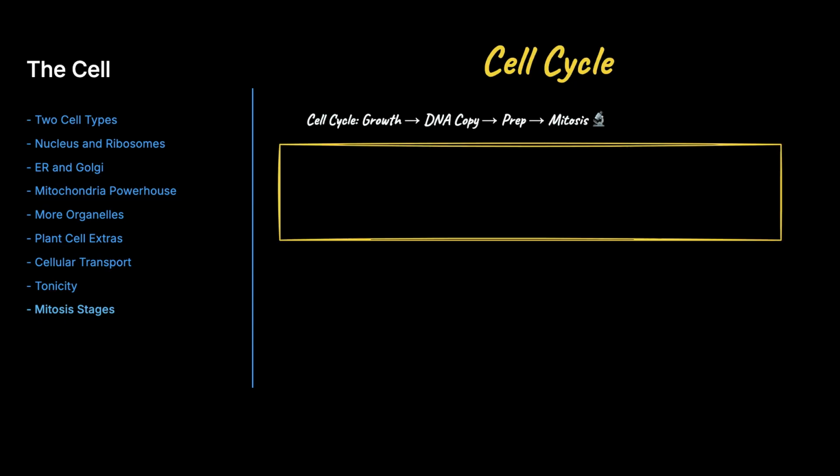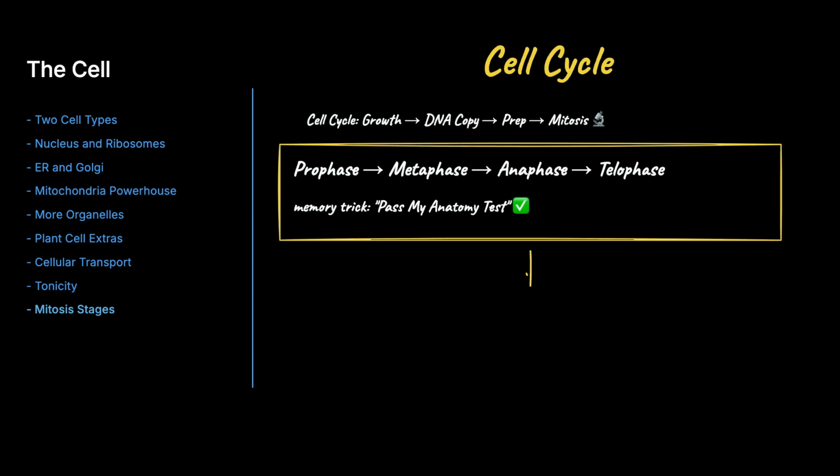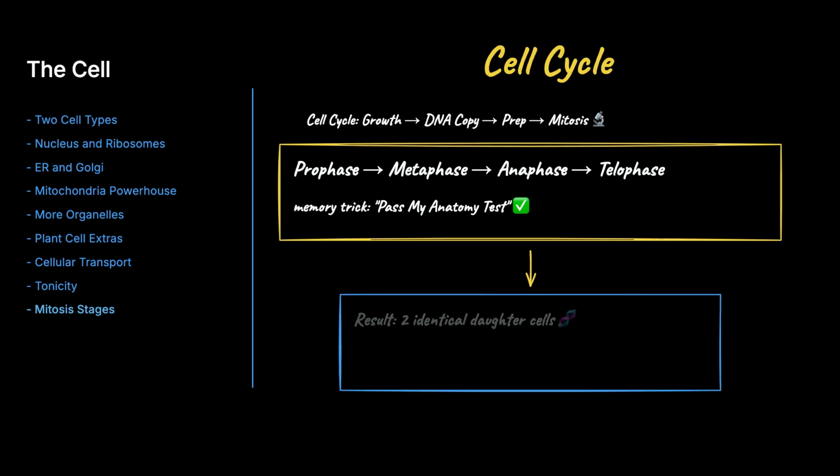Cells divide following the cell cycle. The cell grows, copies its DNA during the synthesis phase, prepares, then splits during mitosis. Mitosis runs through 4 stages in order: prophase, metaphase, anaphase, telophase. A memory trick I like is the phrase "pass my anatomy test," giving those 4 in sequence. Mitosis yields 2 identical daughter cells.